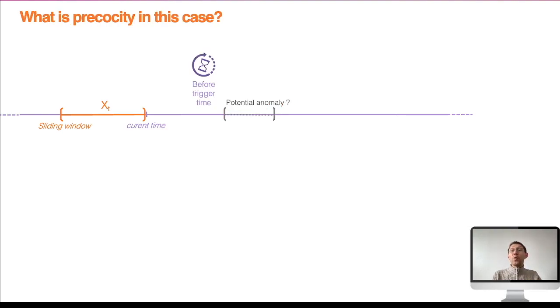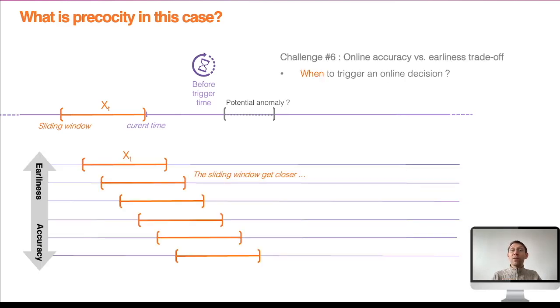Now, let's look at what happened just before triggering a decision. In this figure, the time interval which appears in gray corresponds to a potential anomaly. Our system starts to suspect that this anomalous period is about to occur. In the case of online machine learning early decision making, the trade-off between earliness and quality of decisions is defined in a different way. As time runs out, the sliding windows get closer to the suspicious time periods for which an early decision is required.